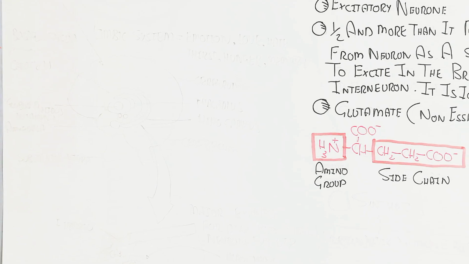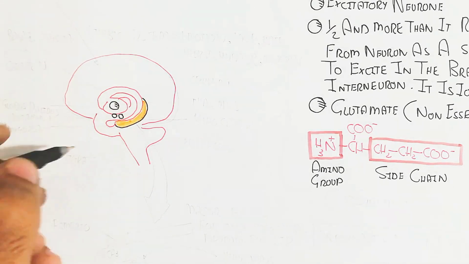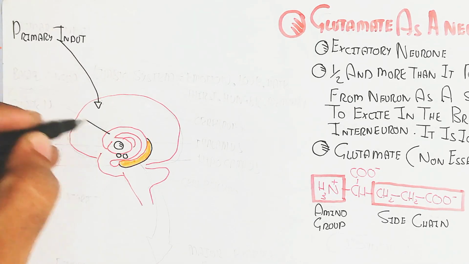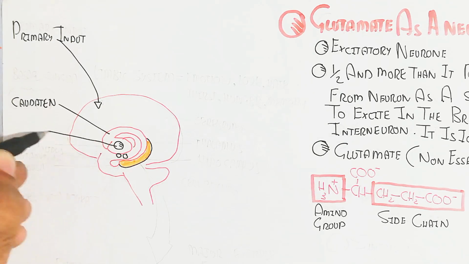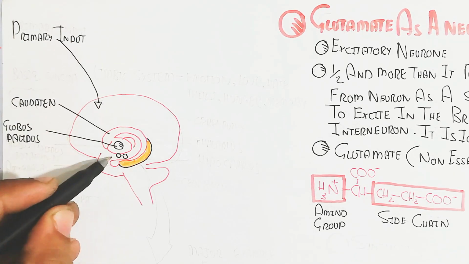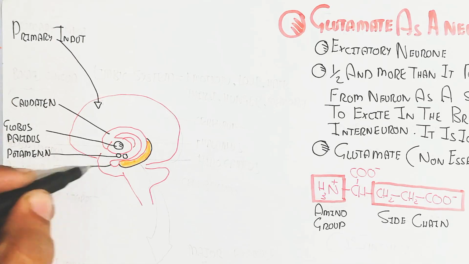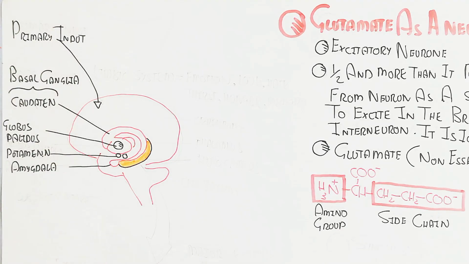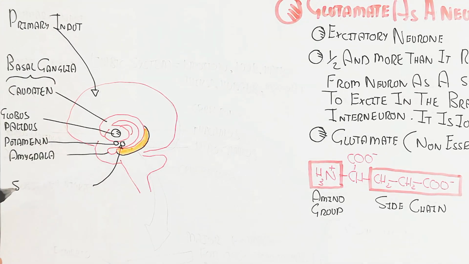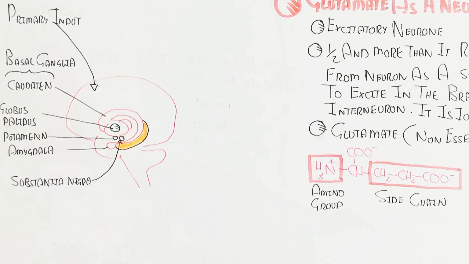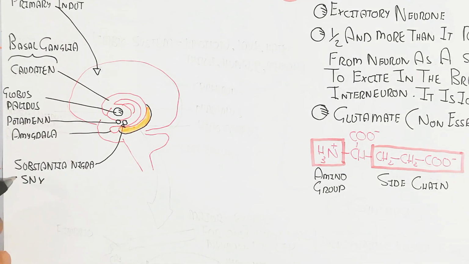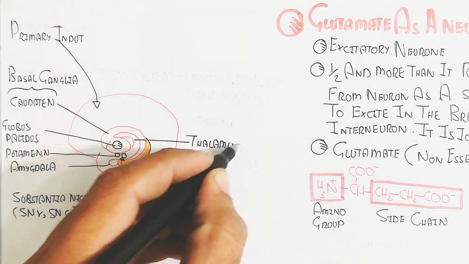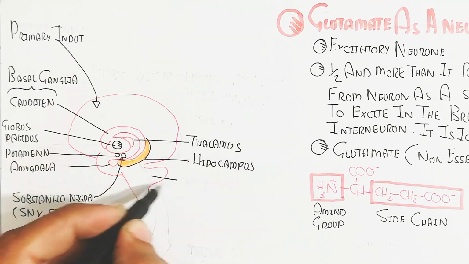Let's understand a bit about the brain and where glutamate is processed and released. The brain contains a primary input, for example emotion or other things like when you are studying. The caudate nucleus, globus pallidus externus and internus, putamen nucleus and the amygdala are the basal ganglia involved in processing, and glutamate is used for the stimulation. Substantia nigra, reticulata and compacta use glutamate to excite the other neuron.